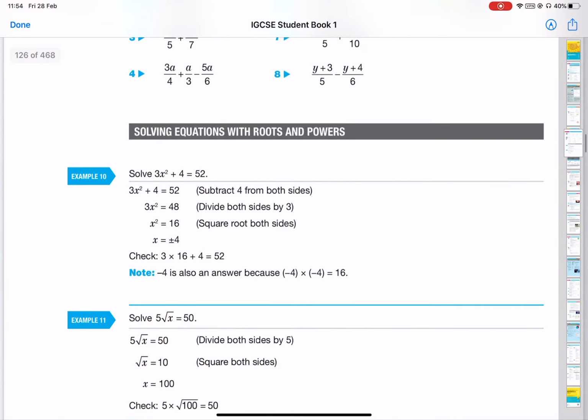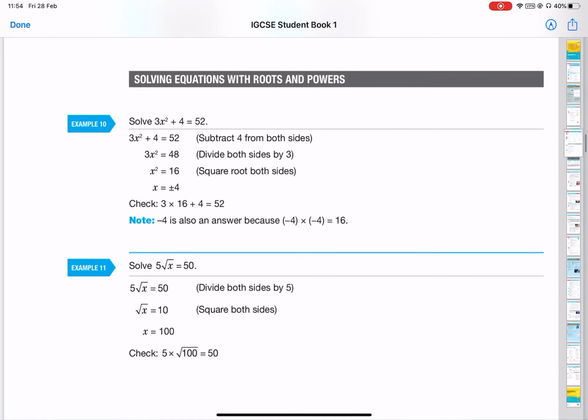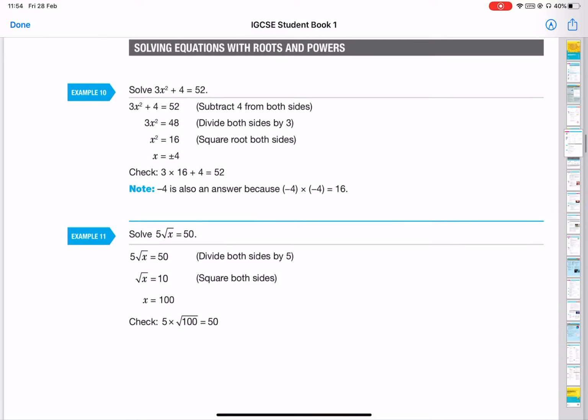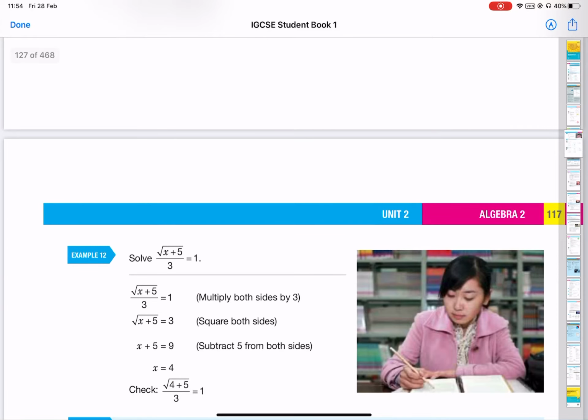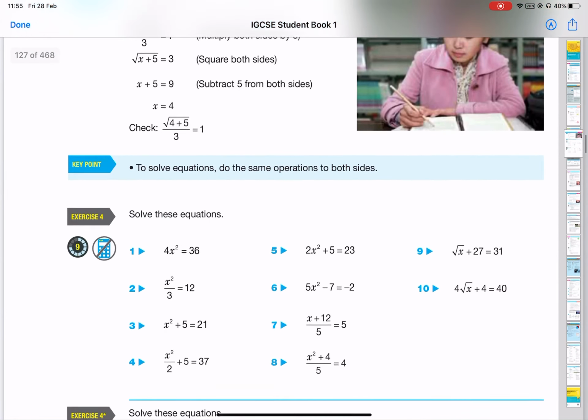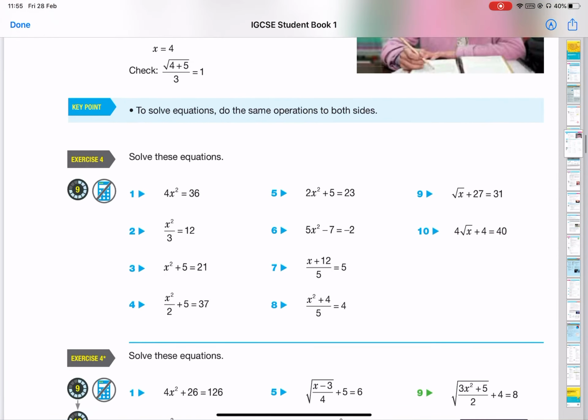Simplifying these. Yeah, I think this part here, solving equations with roots and powers, I think you're all pretty much aware of how to do that with the whole peeling of the onion thing and how to get rid of square roots, you square it, how to get rid of squares, you square root it, things like this. These are all important things to know, and they just take a little bit of practice, really. It's about finding the inverse function, really.